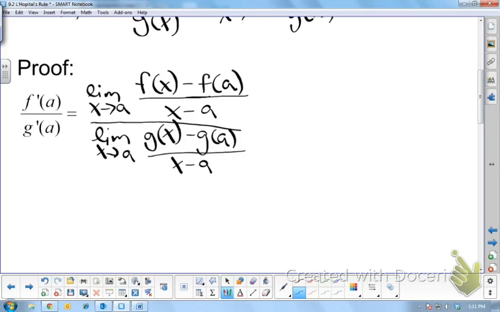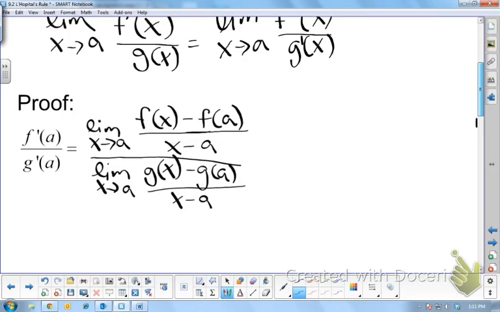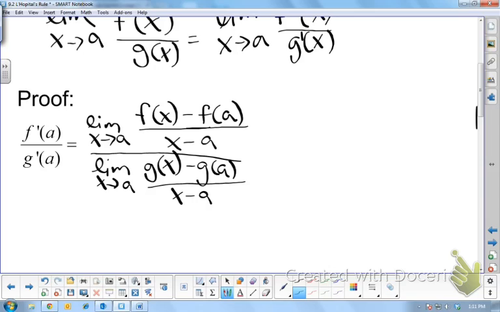So now, this L'Hôpital's rule only works in very specific situations. It does not work all the time. One of those specific situations is if when we plug in a, we get 0.